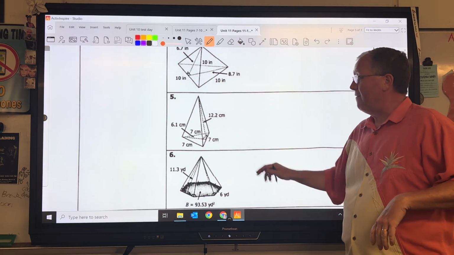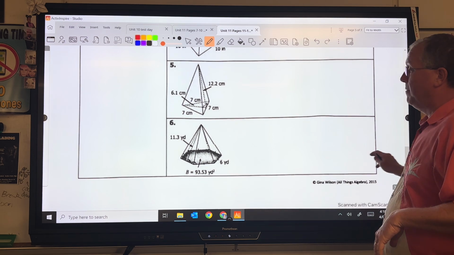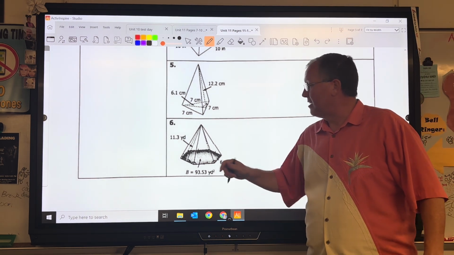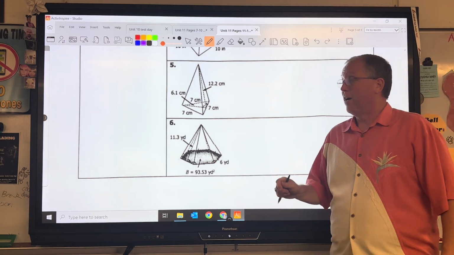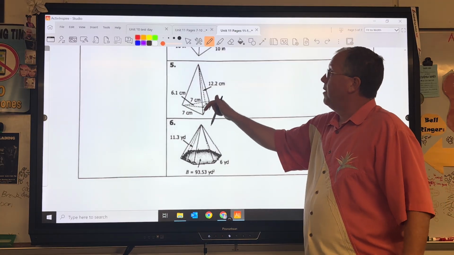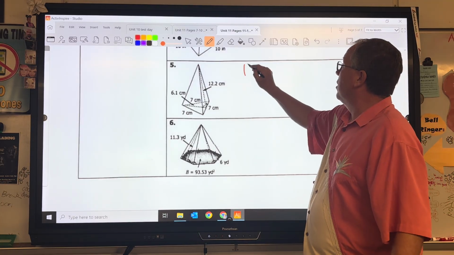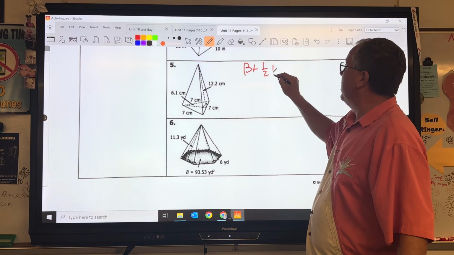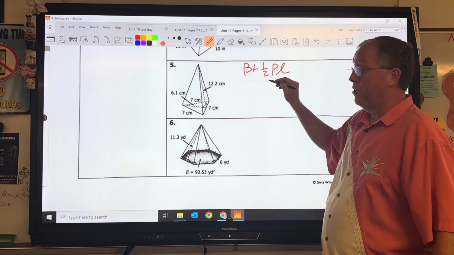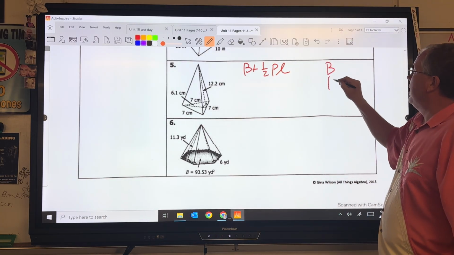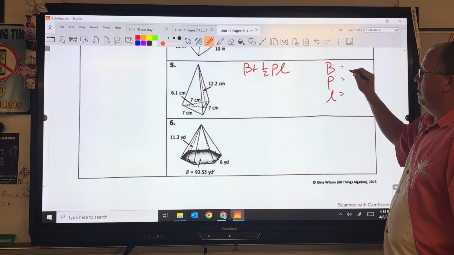And then I'll do 5 and 6 here. So I'll do a triangular prism, and then I'll do what this one looks like. It's a hexagonal prism, or a pyramid, I'm sorry. I said prism, pyramid. So for this one, again, it's a pyramid. So we're gonna go B plus 1/2 PL, right? That's my surface area. I need the B, I need the P, I need the slant height, okay?